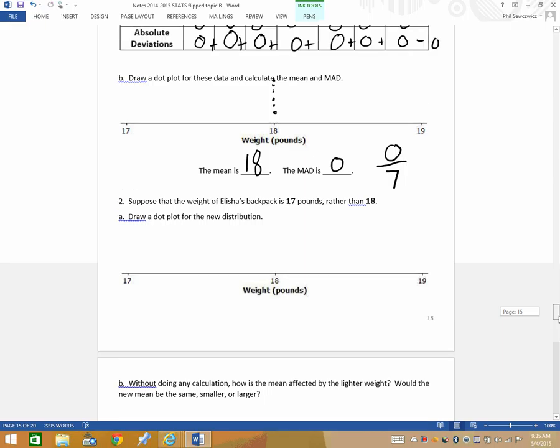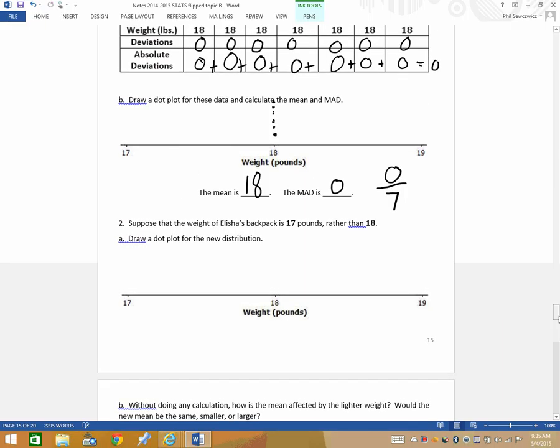Now we're going to change the weight of just Alicia's to 17 pounds rather than the 18. So we want to draw a dot plot first of all. That means we have one person at the 17, and everyone else is at 18. So we've got 1 person, 2, 3, 4, 5, and 6 people. It didn't change much.